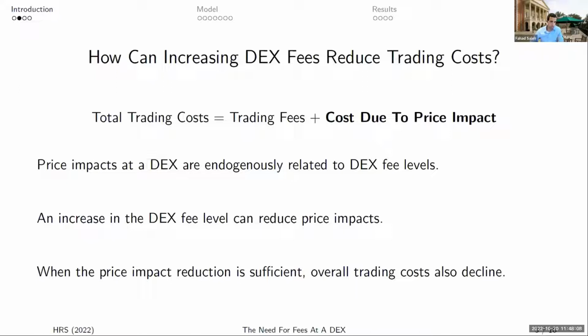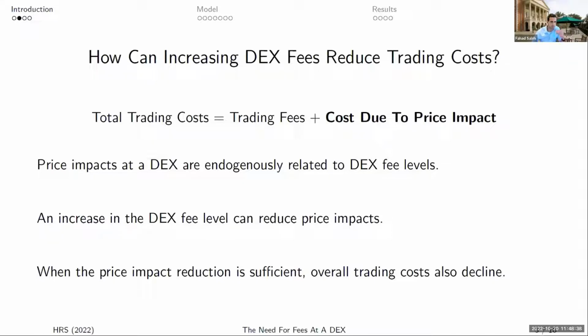It's because somehow you're paying less in terms of the price impact that you're inducing. And indeed, it can be the case not only that price impacts reduce as the fee level goes up, but that they reduce by so much that the overall cost of trading is actually going down. And again, this particularly happens when the fee levels are low. So raising the fee levels from very low values can actually be very beneficial to the users of the exchange.